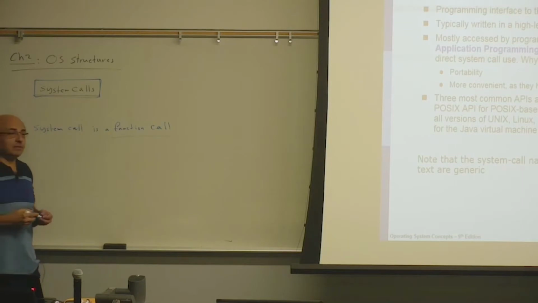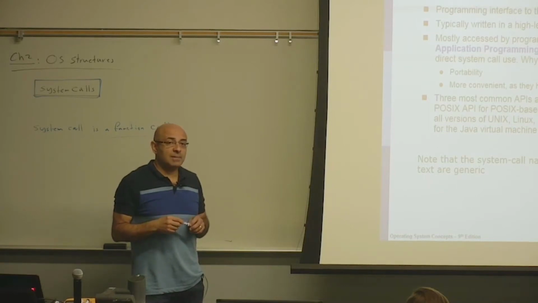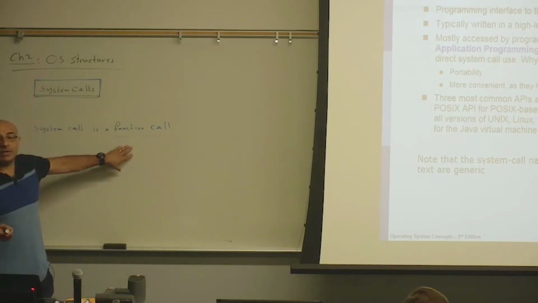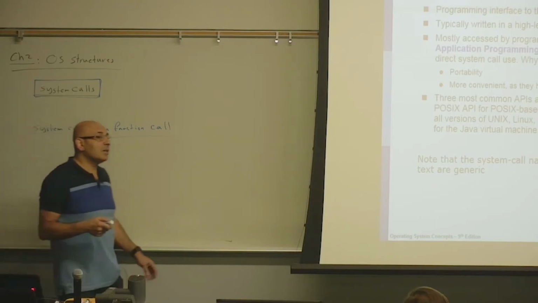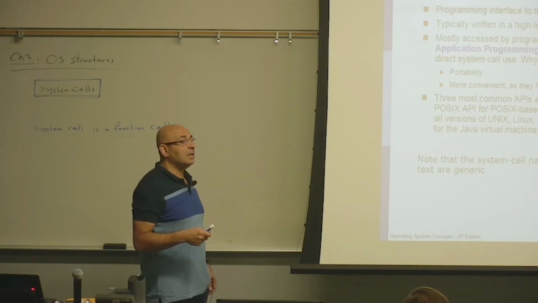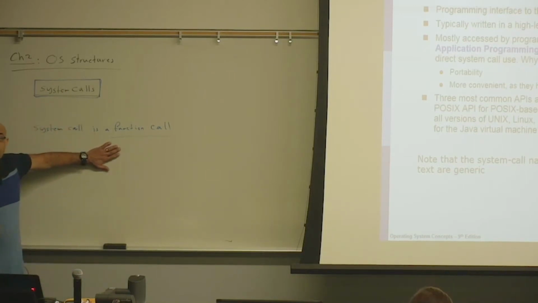What makes it different from other function calls? What are the things that happen when you make a system call and do not happen when you make a regular function call? Interruption. What kind of interruption? Interruption, like it will stop the process and hand over the CPU. Yeah, exactly. So system calls, as we said, are implemented as interrupts.